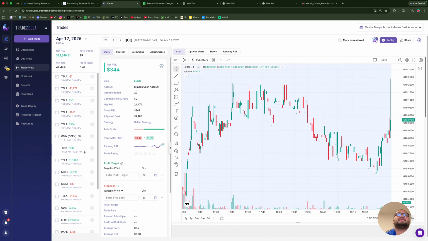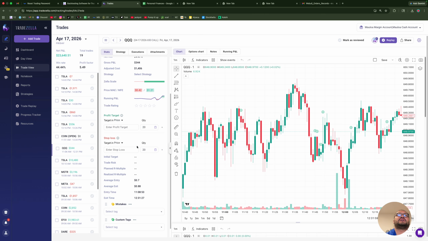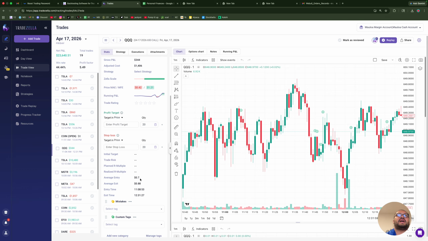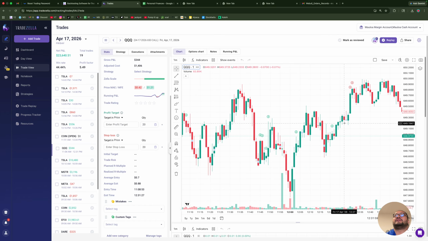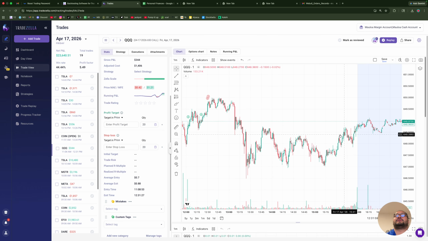QQQ made a quick $344. Got in at average of 20 contracts. My average size was 70 cents, and then average exit was 88 cents. So between all this, I bought. Made a little push here and sold pretty much at the top right there.